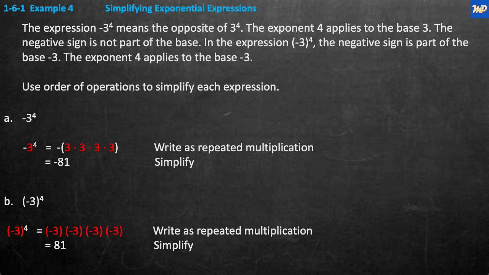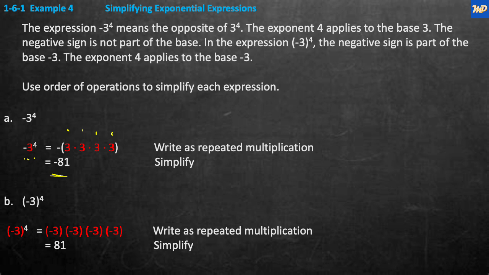So use the order of operations to simplify each expression. Let's look at it. The first one, negative 3 to the fourth. So I wrote it down here. We have negative, the quantity 3 to the fourth, which is 3 times 3 times 3 times 3. The 3 is the base. Since the negative sign is on the outside, it goes to the whole thing. It's negative 81.